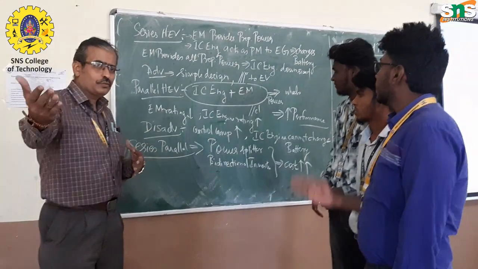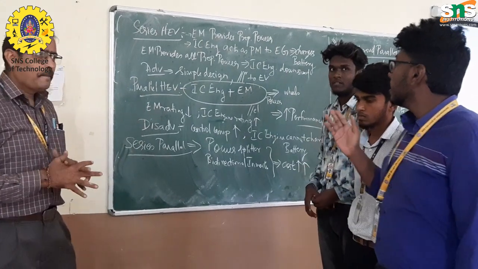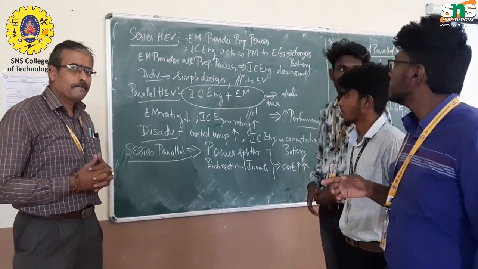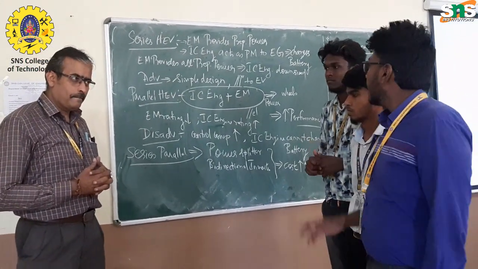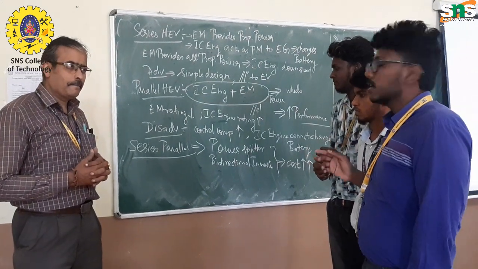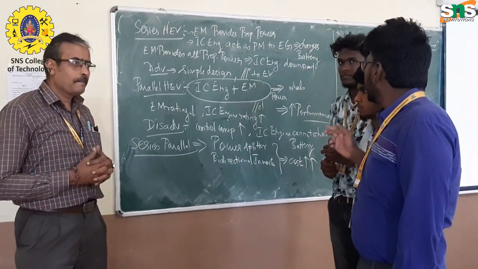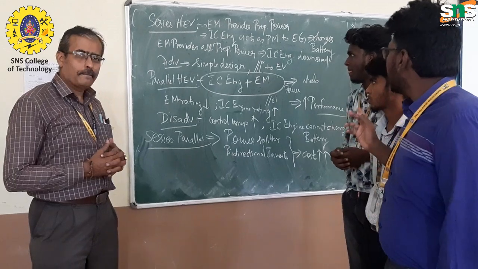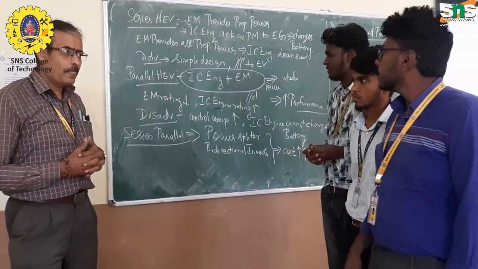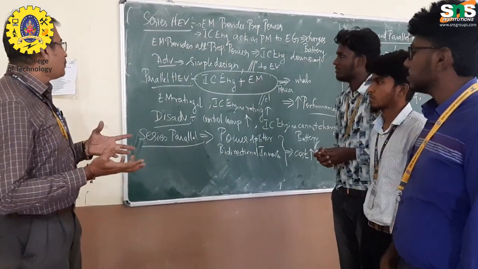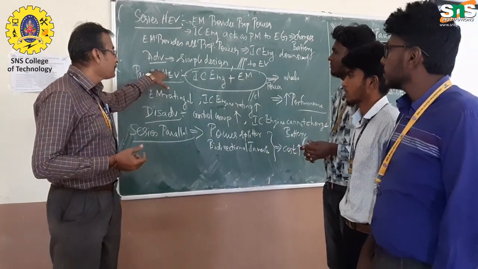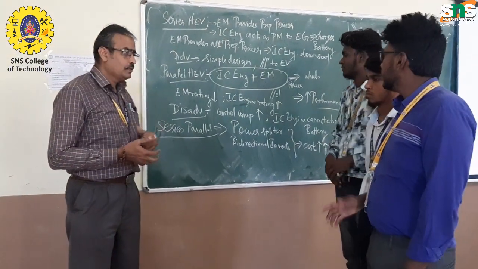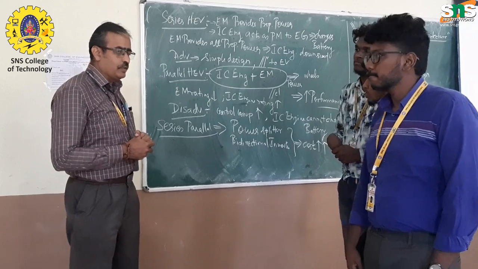Series HCD: the motor provides proportional power, and the IC engine acts as a primary mover to rotate the generator to charge the battery. What are the advantages actually? It is simple in design, similar to an EV.